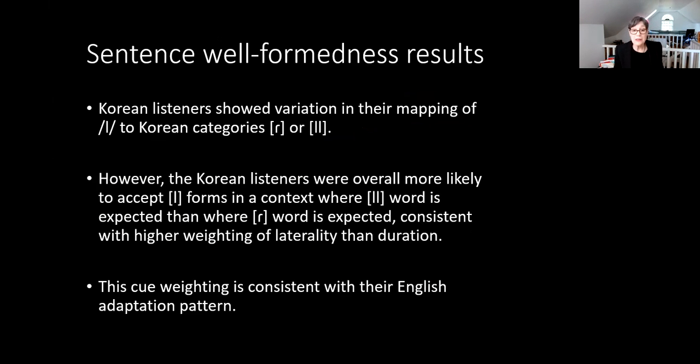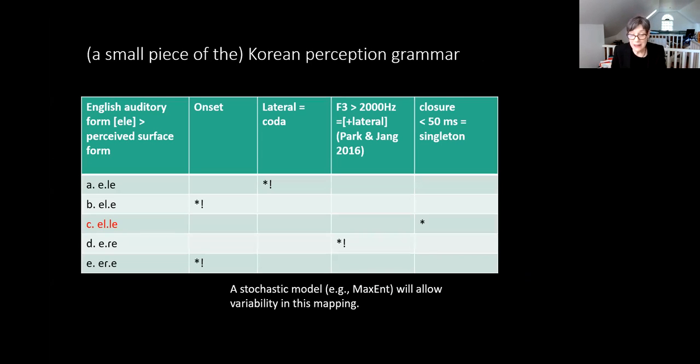So this is consistent with the claim that in their L1 perception, Korean listeners weight the laterality cue more highly, even though it's redundant according to economical principles. And this is also, of course, consistent with their adaptation of English forms. So if we wanted to make a grammar of the way Korean speakers are interpreting the acoustic signal, we would need both phonological and phonetic constraints. We'd need something, first of all, to encourage them to decide that the short L is in onset rather than coda.